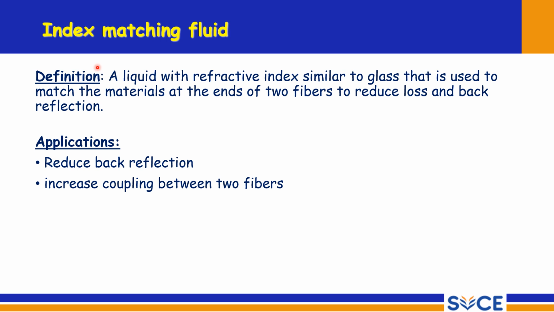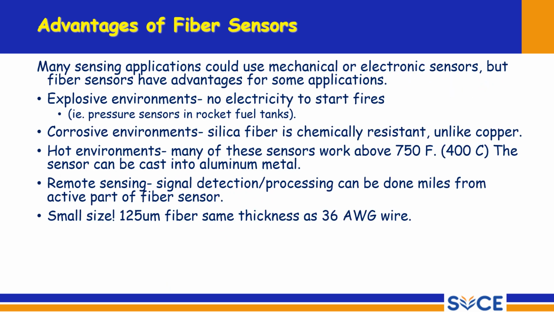So index matching fluid: a liquid whose refractive index is similar to glass, used to match the materials at the end of two fibers to reduce loss and back reflection. Its refractive index is the same as fiber glass, and because of this similar refractive index, there will not be loss of light. And applications: reduce back reflection, increase coupling between two fibers. So those are the applications.